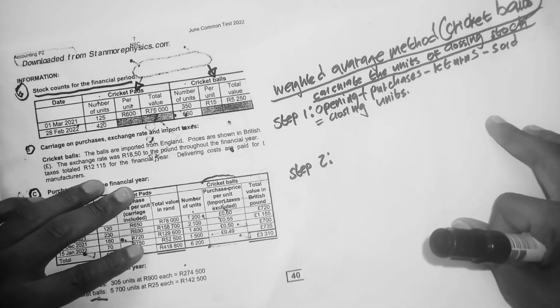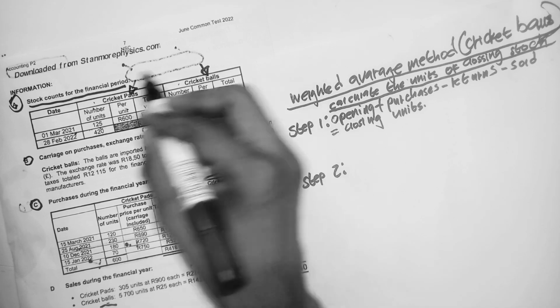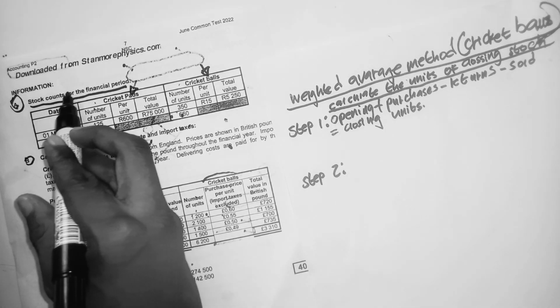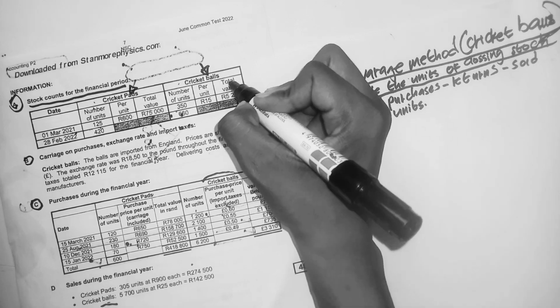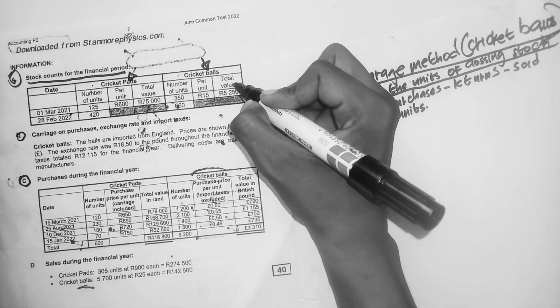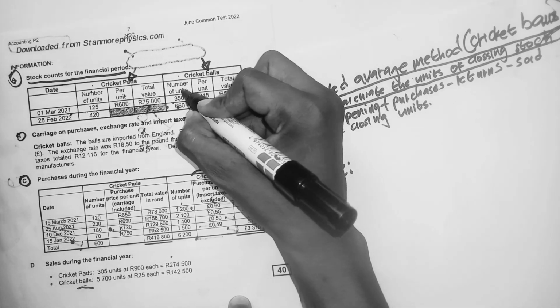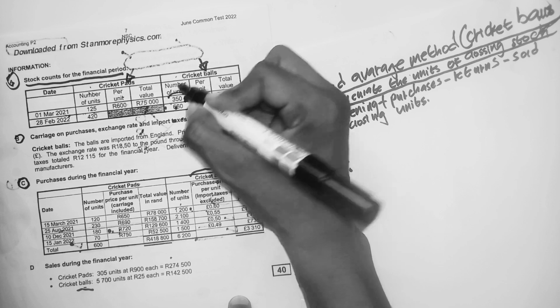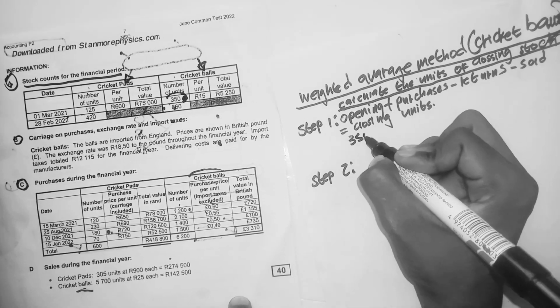Our opening for cricket balls. Cricket balls is this side. So this is our opening balance, the stock count for the financial year. Our opening will be 350 units. As you can see here, we have 350 units as opening. So for opening, we're going to write 350 units.